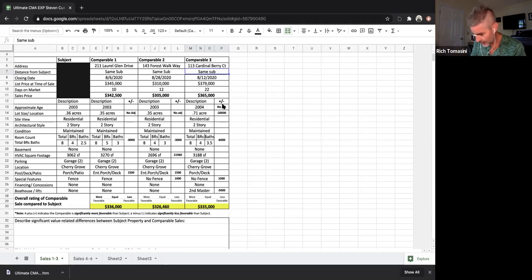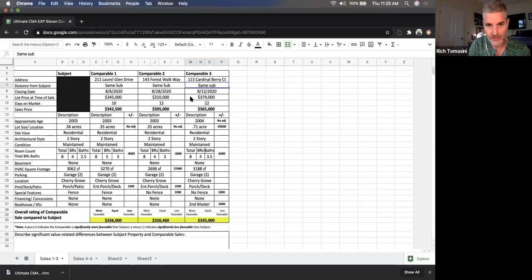$110 a square foot times 3,062, which is the subject square footage, puts us at 338. Worked out good this time. Price per square foot comes out exactly where I think we're at. But that's because we're talking about tract homes, apples to apples. So it worked out fine. If all these houses were on the lake, we could be $150,000 off from each one based on the depth of the cove, the exposure of the sun going down, all of that stuff.